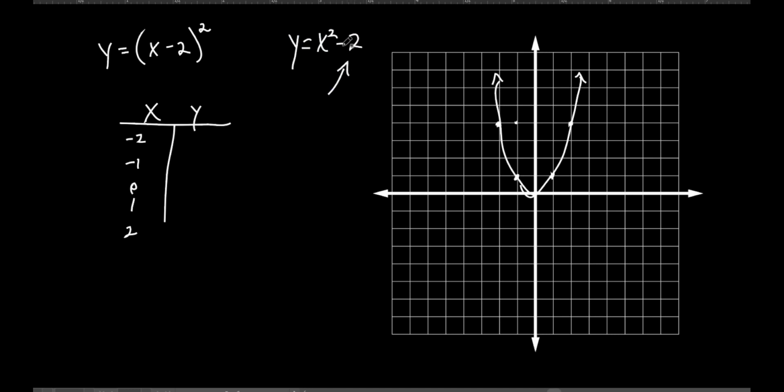What does this do to that parabola? Right here. It moves it down 2. What do you think that's going to do to it? Is it going to also move it down 2? It's a possibility, right? What do you think it might do?